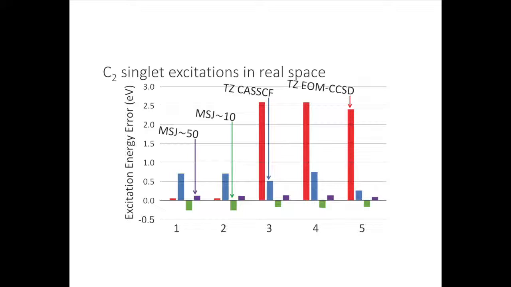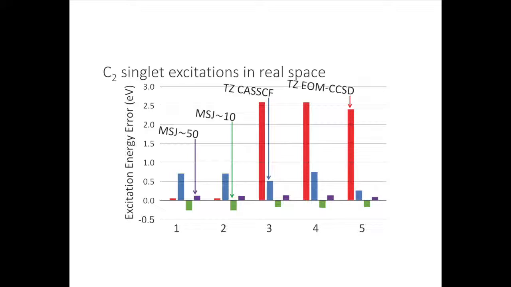But the linear method optimization of excited states using this multi-Slater Jastrow wave function with only about 50 determinants can get us to a really accurate result compared to the standard quantum chemistry methods, upon optimization.